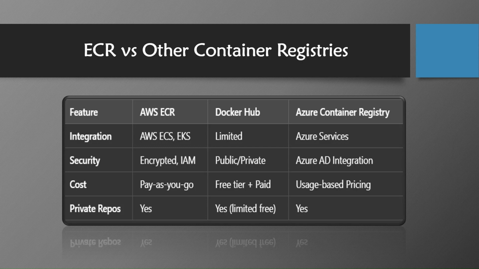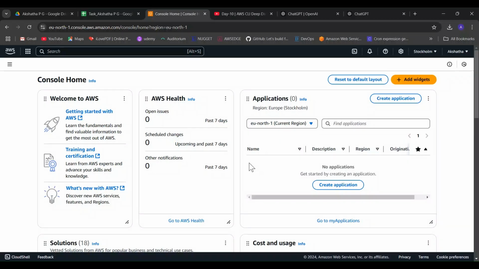So this is what it is all about, the Elastic Container Registry. So let's go to the AWS account. I'll show you how to create a repository, and how to build, tag and push through the AWS command line. I will show you the practical session. So let's go to the AWS account. So let's get started with the practical session. So go to the ECR.